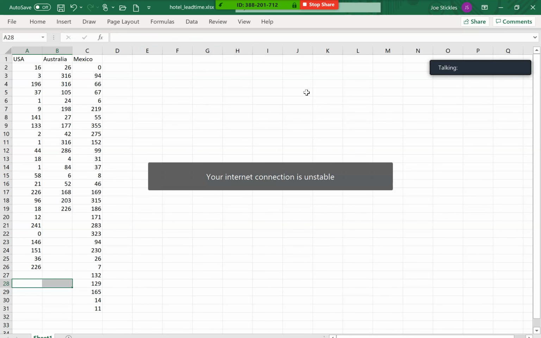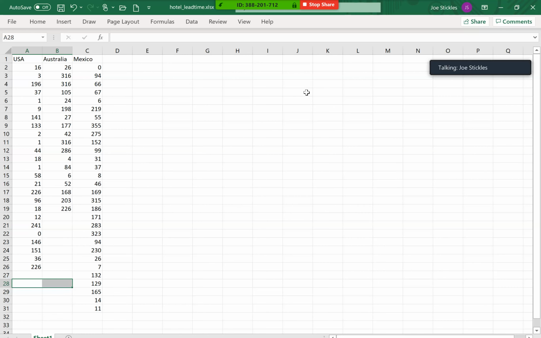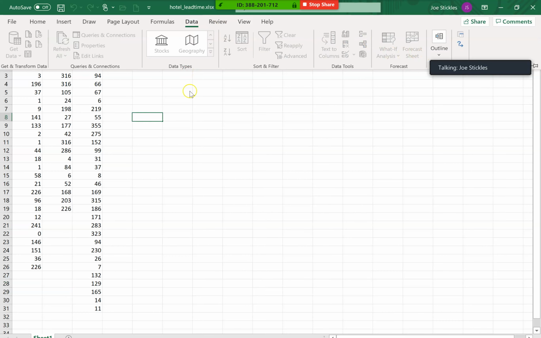I want to compare the means now of these three particular sets of lead times. So I'm going to see, does the mean lead time for USA, the mean lead time for Australia, the mean lead time for Mexico, are they the same or are they different from one another? Or I'm sorry, is at least one of them different from the others? All right, so to do this, I'm going to use the data analysis tool.